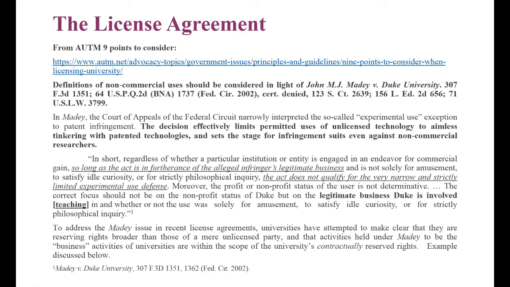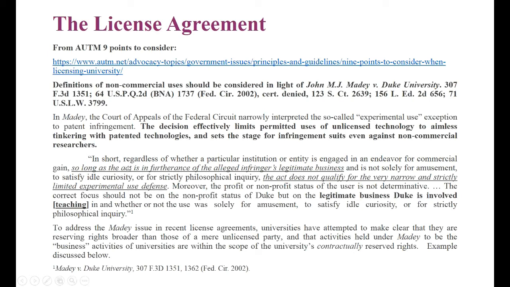And as you can see there in the bold type, the decision limits the permitted uses of unlicensed technology to what the case called aimless tinkering with patented technology, and sets the stage for infringement suits even against non-commercial researchers such as universities. And a nice quote from the case is that so long as the act is in furtherance of an alleged infringer's legitimate business, the act does not qualify for the very narrow and strictly limited experimental use defense. What does that mean?